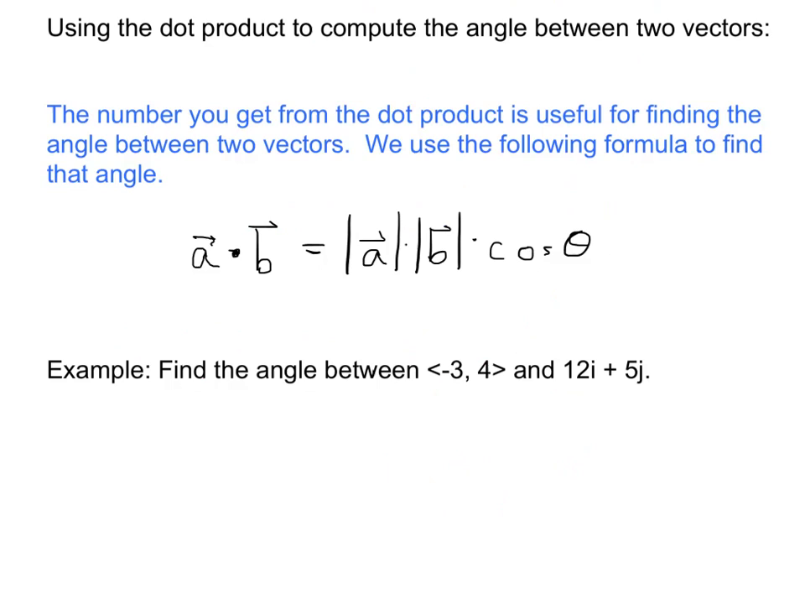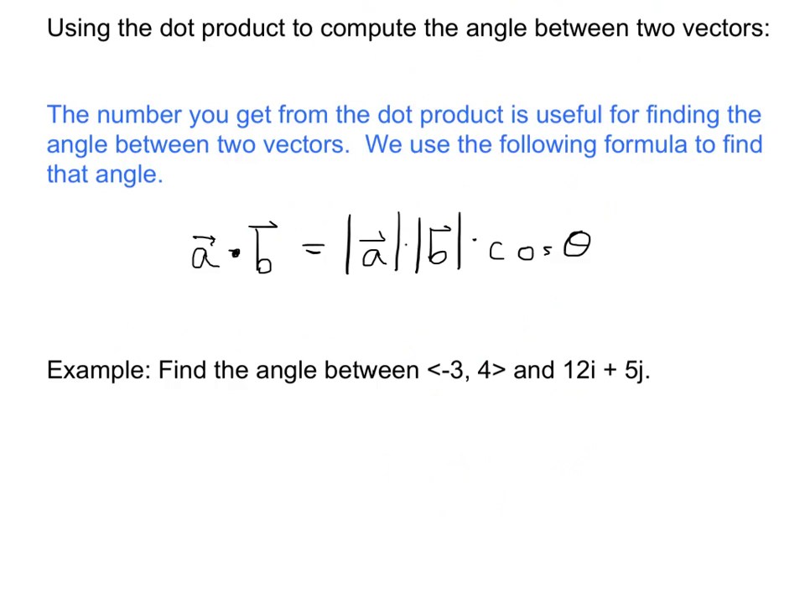So the next thing we move on to is, great, so we get this number, what does 30 have to do with these two vectors? And the reality is that the number that you get from the dot product is useful for finding the angle between two vectors. So if a problem is a vector problem and it ever talks about finding the angle between two vectors, please use this formula.